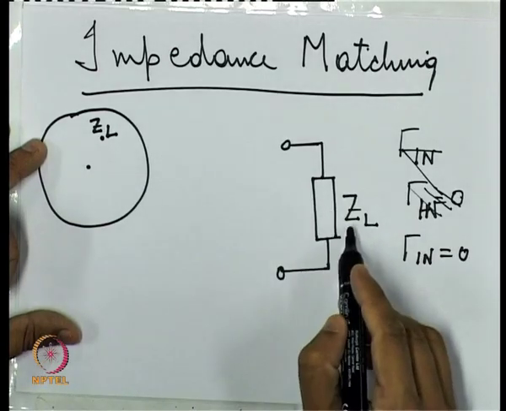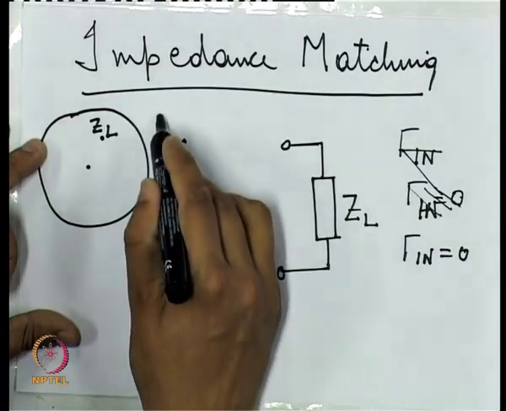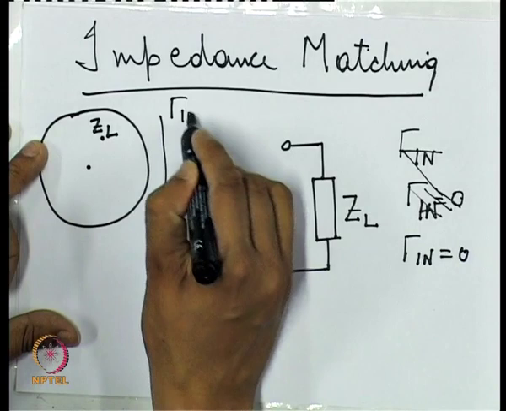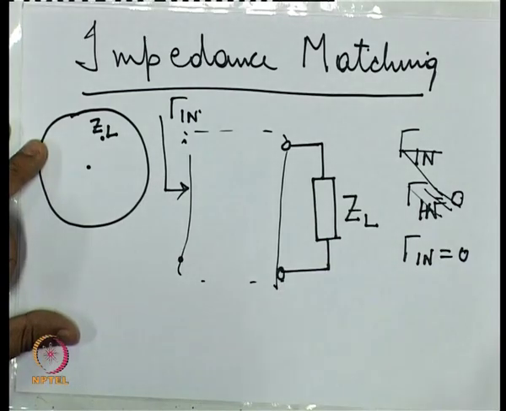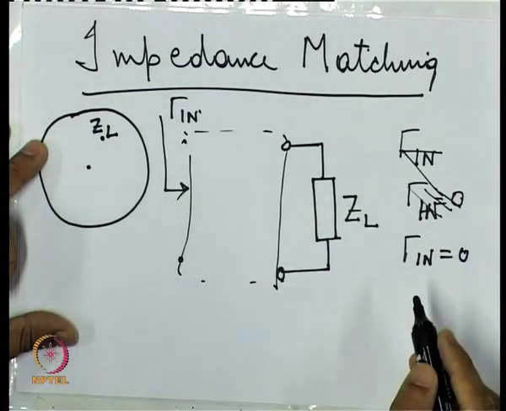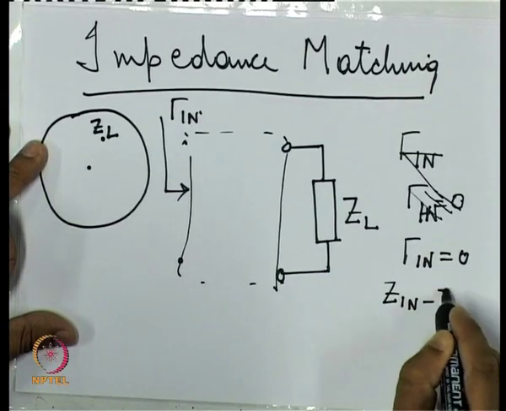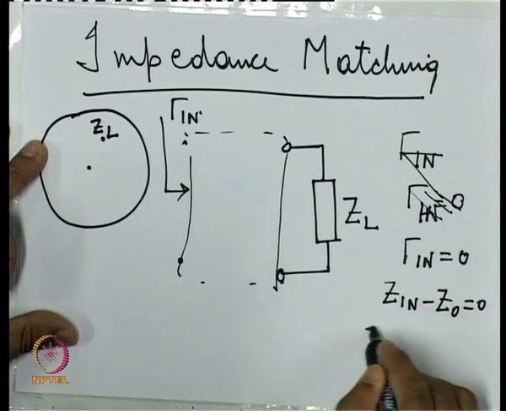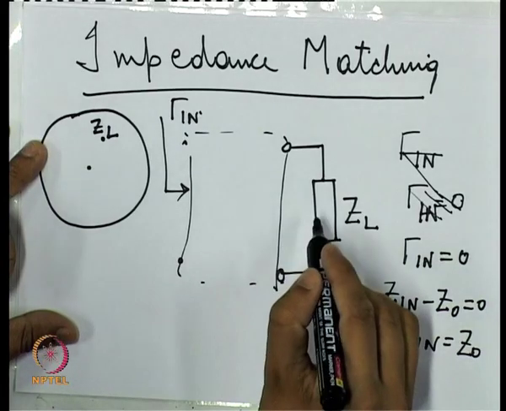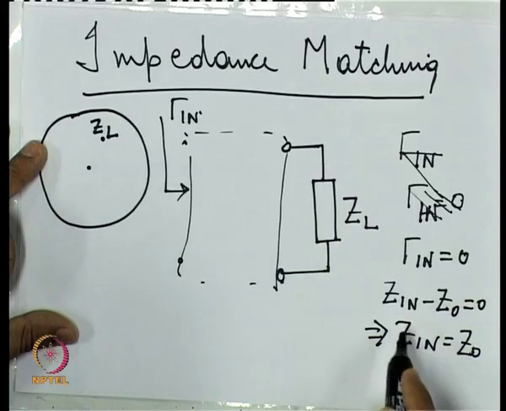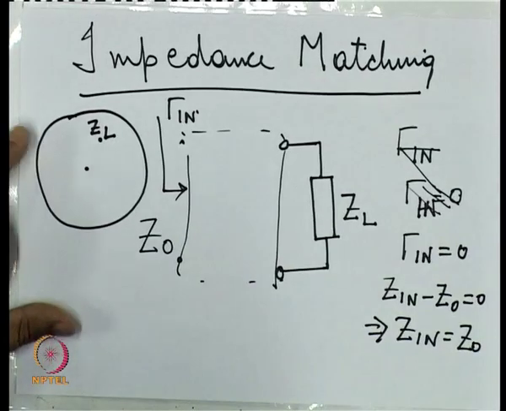Now, if we have a load ZL, for achieving gamma in equal to 0, and suppose our input is somewhere here, then we have to have something in between this load and the input, which will create gamma in equal to 0. Gamma in equal to 0 means Z in minus Z0 equal to 0, which implies Z in should be equal to Z0. So, we have to transform this ZL so that Z in becomes equal to Z0, where Z0 is the characteristic impedance. Now, how do we do that?